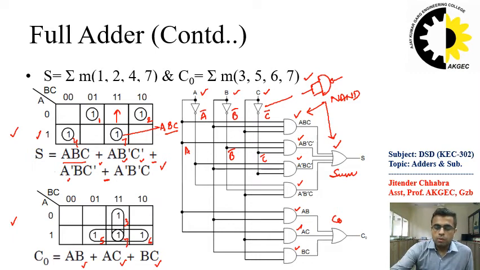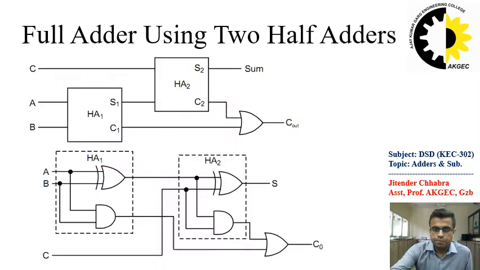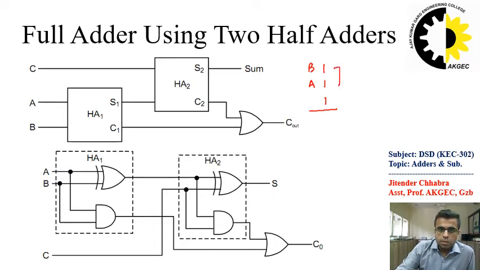So now coming to the next part, full adder using 2 half adders. It can be easily understood by taking an example. If we have 3 things to be added, let's suppose these 3 things are 1 plus 1 plus 1. So let's suppose this is A and this is B. When these 2 things are added, 1 plus 1, then I will have a sum and a carry. The sum will be 0, the carry will be 1.